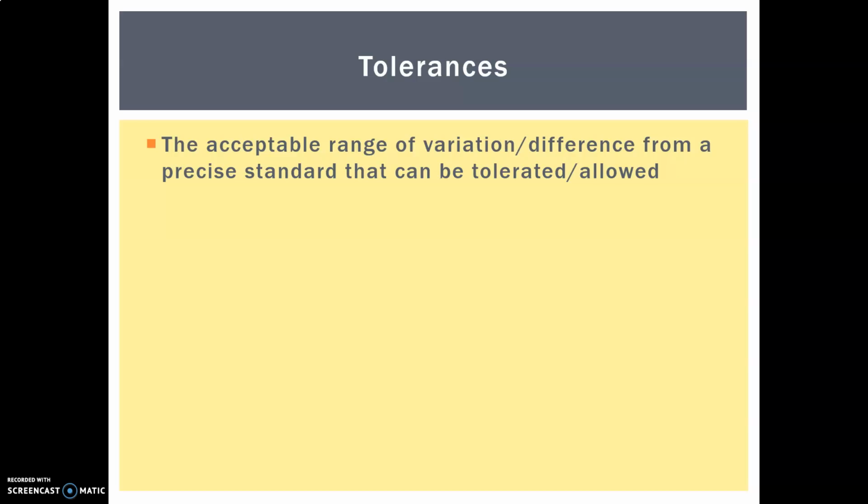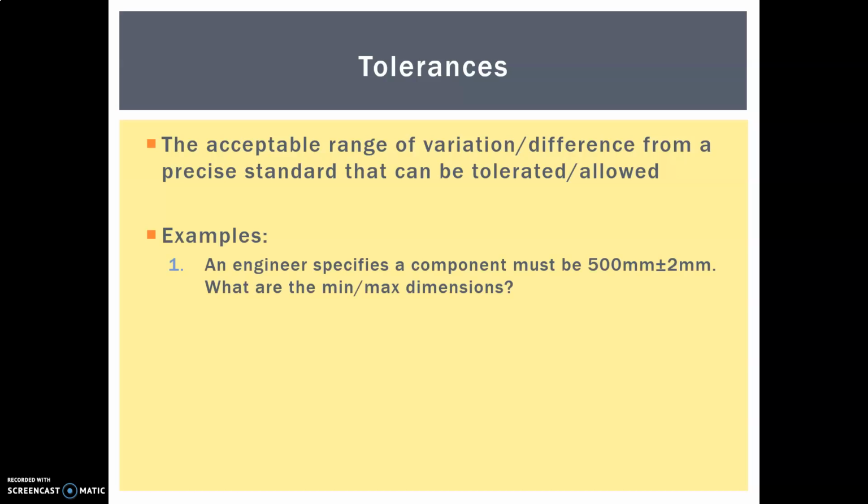And so now we've learned a little bit about tolerances. Well, what does that mean? It's the acceptable range of variation or difference from a precise standard which can be tolerated or allowed. So I have a couple of examples, so let's do a little bit of maths. Now an engineer specifies a component must be 500 millimeters plus or minus 2 millimeters. So what are the minimum and maximum dimensions?